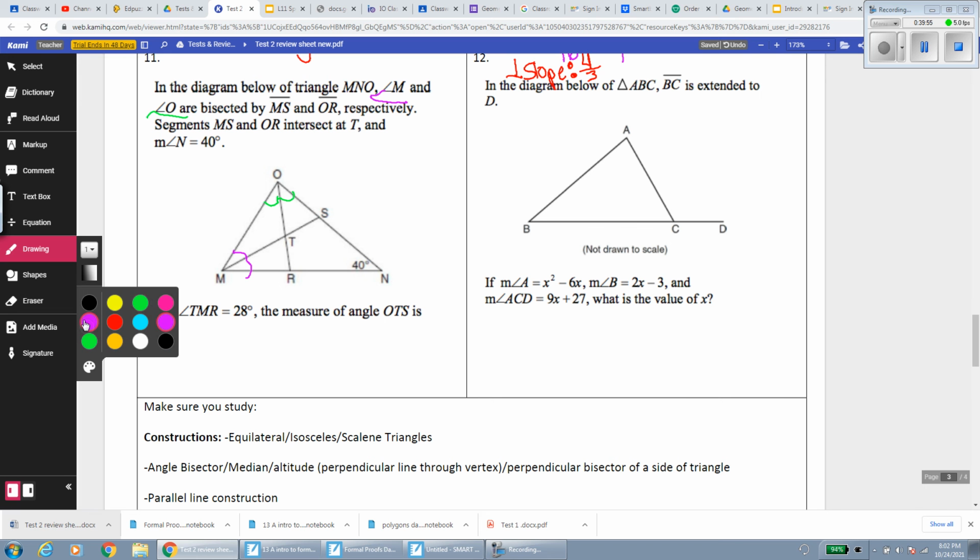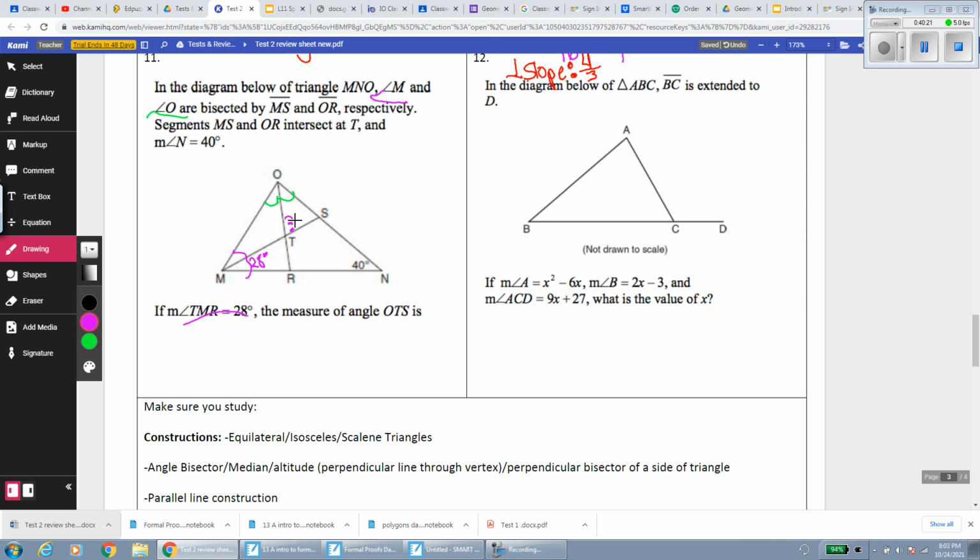So if the measure of angle TMR, M's in the middle, so that's right here, is 28 degrees. Let me write that into my diagram. The measure of angle OTS is what? T's in the middle, so that's right here. And I put a question mark because that's what we're trying to figure out.